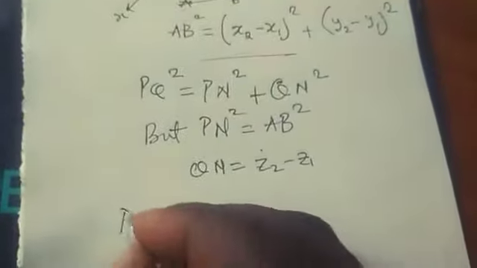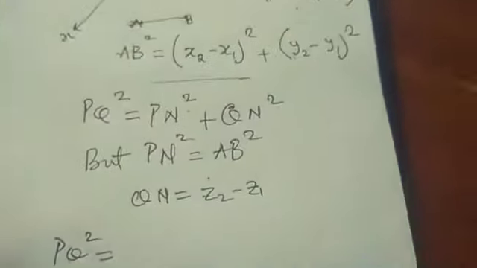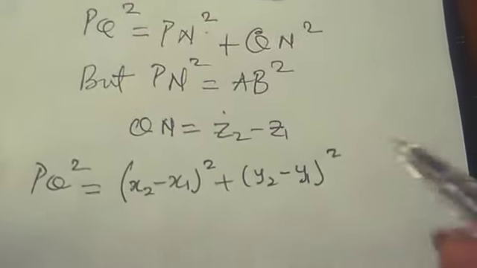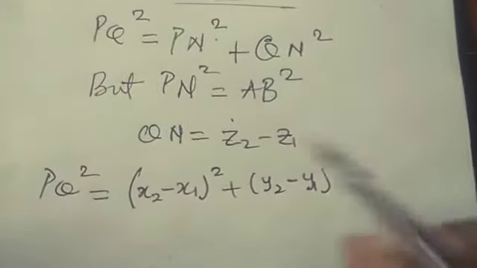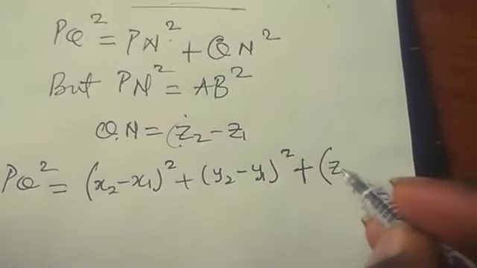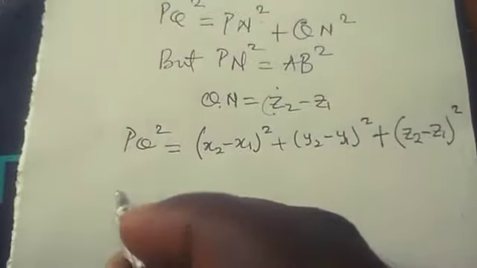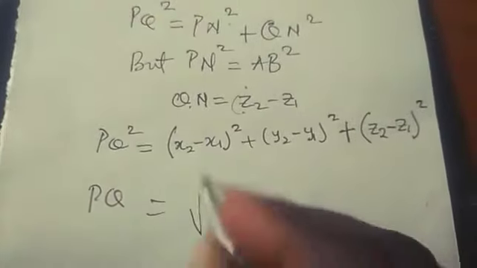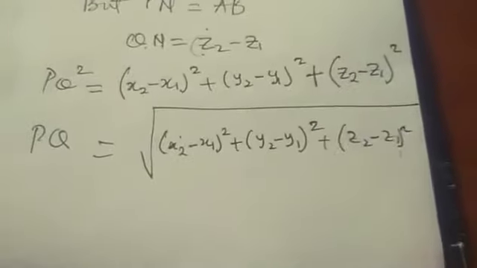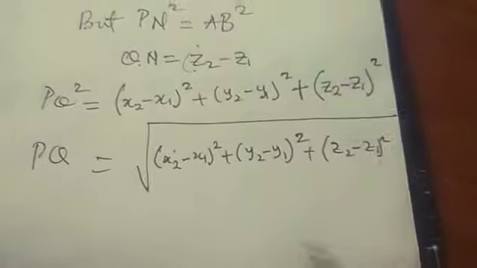So in that case, PQ squared will just be PN squared, which is this. I will write it, plus QN squared. This is our QN. Then we'll put square there: Z2 minus Z1 squared. So if you now make PQ the subject of the formula, that will be square root of the whole. So this is distance between 2 points. So this formula will find distance between 2 points, P here and Q here.